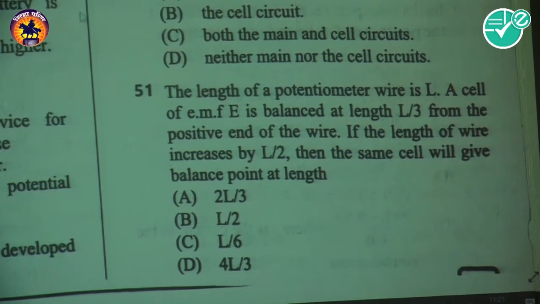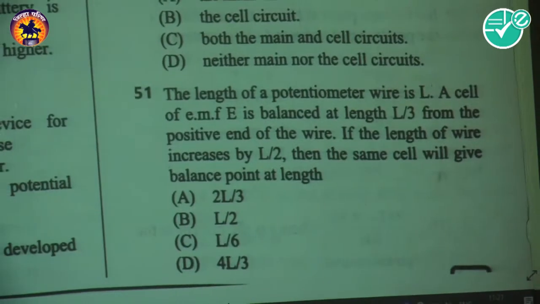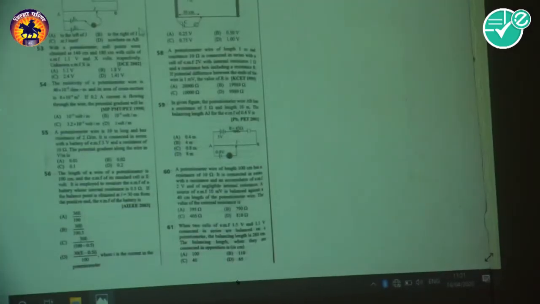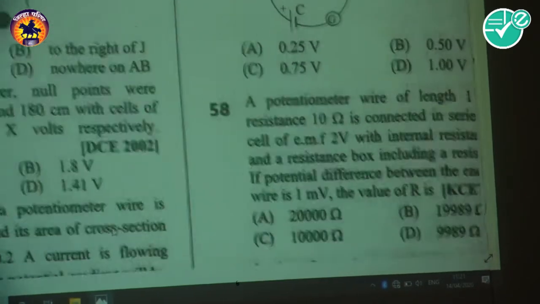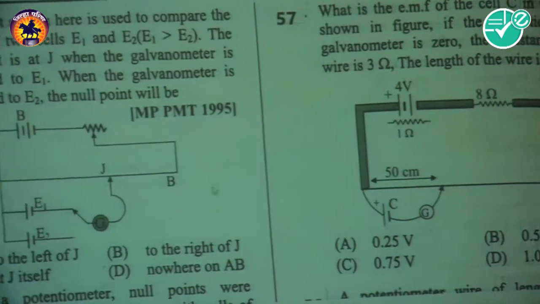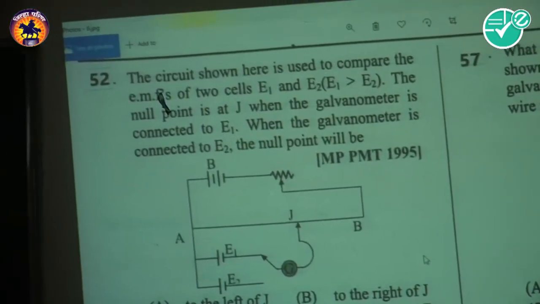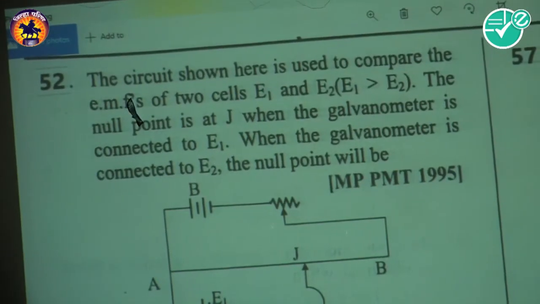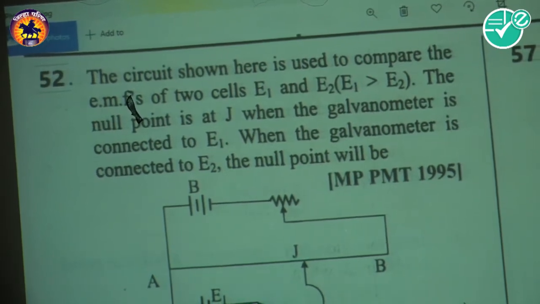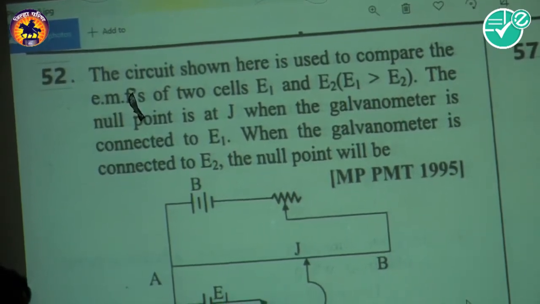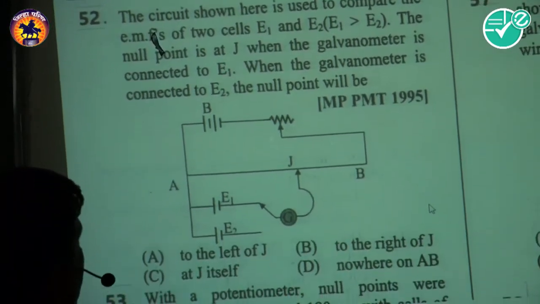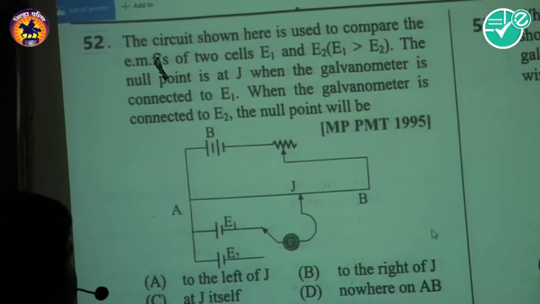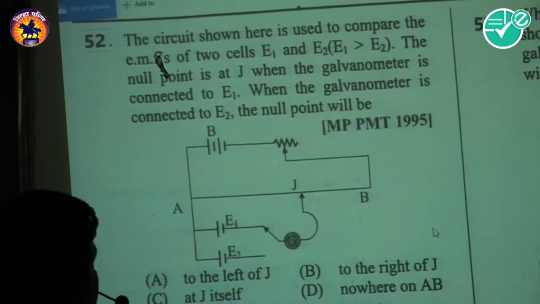Now we will move towards question number 52. What is asked in question number 52 is that the circuit shown here is used to compare the EMF of two cells E1 and E2. Here E1 is greater than E2. The null point is at J when the galvanometer is connected to E1. When the galvanometer is connected to E2, the null point will be.